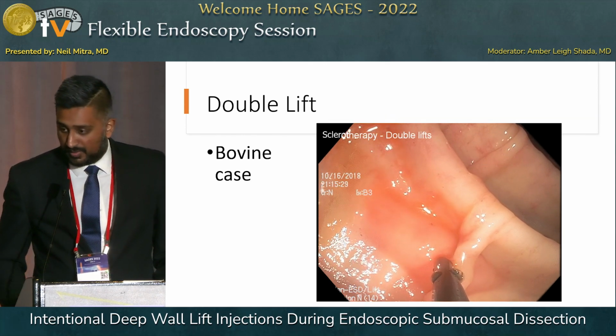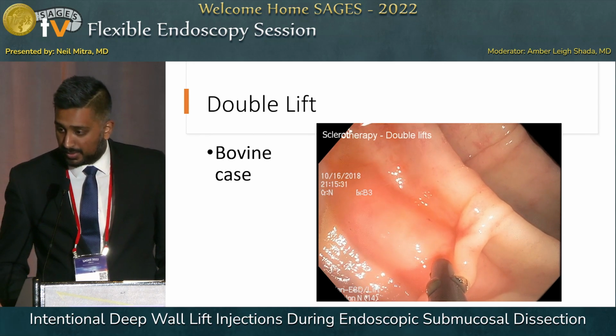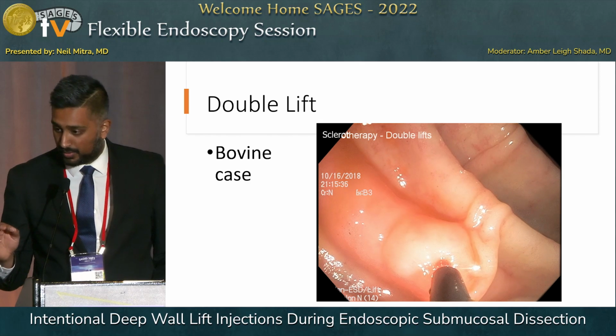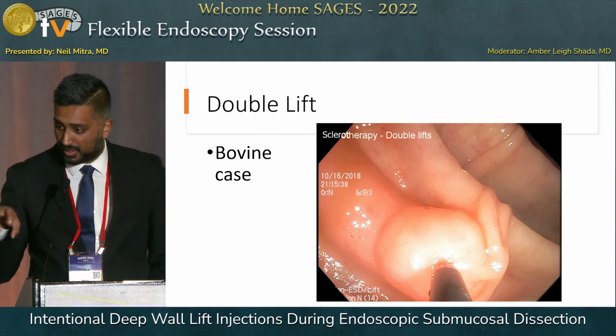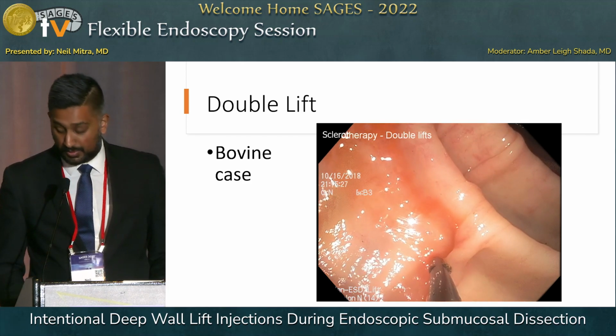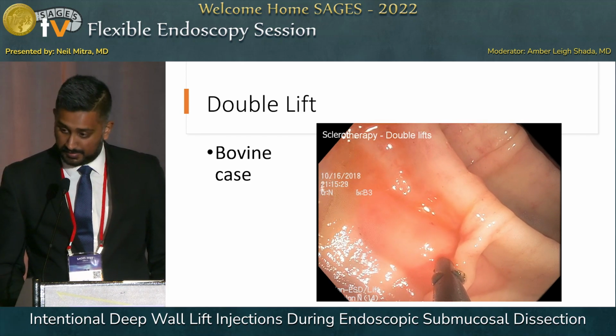This is another example of a double lift in a bovine colon case. Here we see the sausage-shaped deep lift, and then as we withdraw the needle during injection, you see this well-circumscribed lift forming on top of that, which is what we feel is the intended or desired lift in any ESD or EMR.